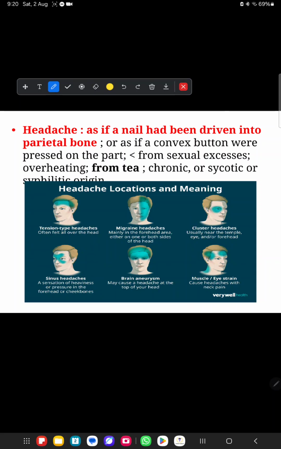But I want to again ask you, can anyone tell me which was the first miasm discovered by Hahnemann? First miasm किसने मतलब कौन सा है? Which is discovered by Hahnemann?